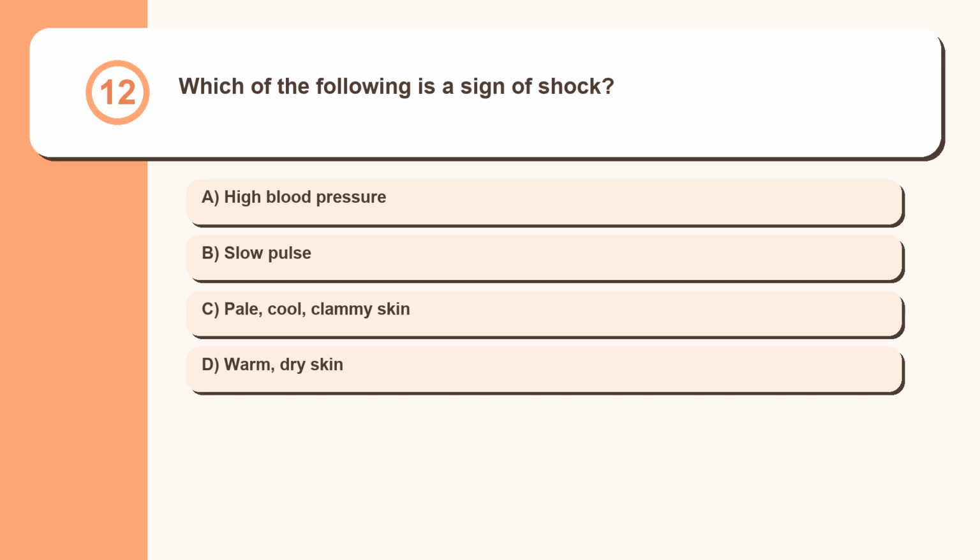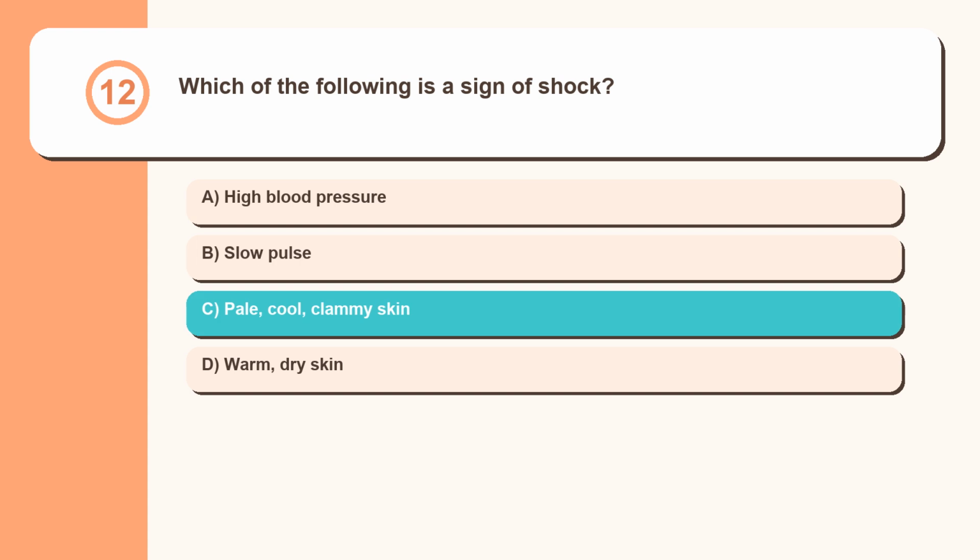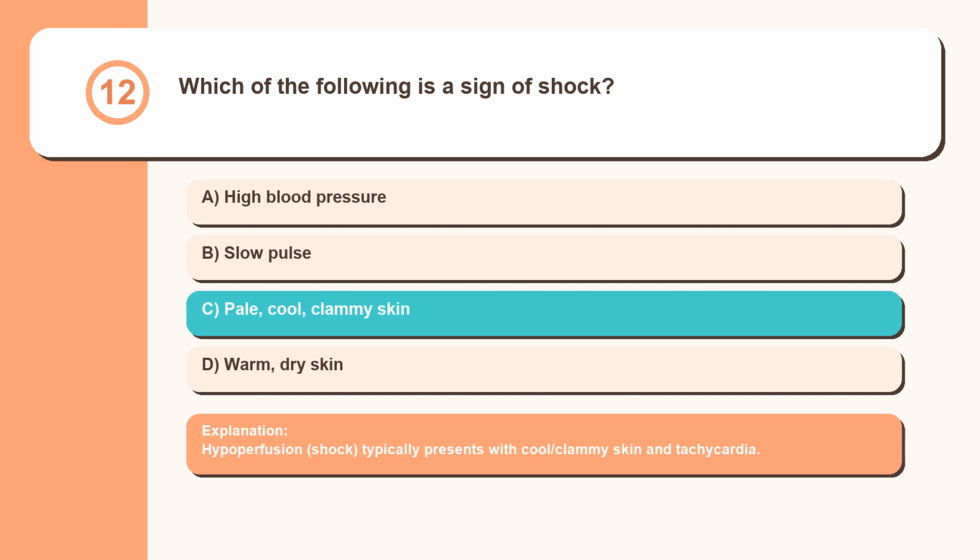Question 12. Which of the following is a sign of shock? High blood pressure, slow pulse, pale, cool, clammy skin, warm, dry skin. Hypoperfusion, shock, typically presents with cool, clammy skin and tachycardia.